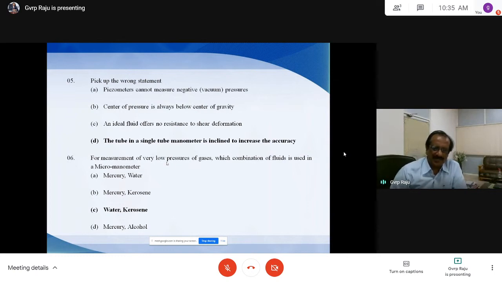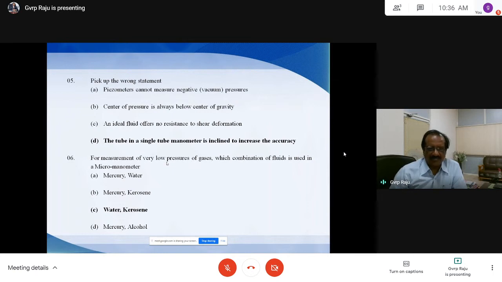Center of pressure is always below center of gravity. Yes, correct. So center of pressure for vertical plane surface and inclined plane surface is always below center of gravity, or at least in one case, horizontal plane surface, center of pressure is equal to center of gravity, same location. And ideal fluid offers no resistance. Absolutely correct, because when the ideal fluid is set in motion, there will not be any resistance.